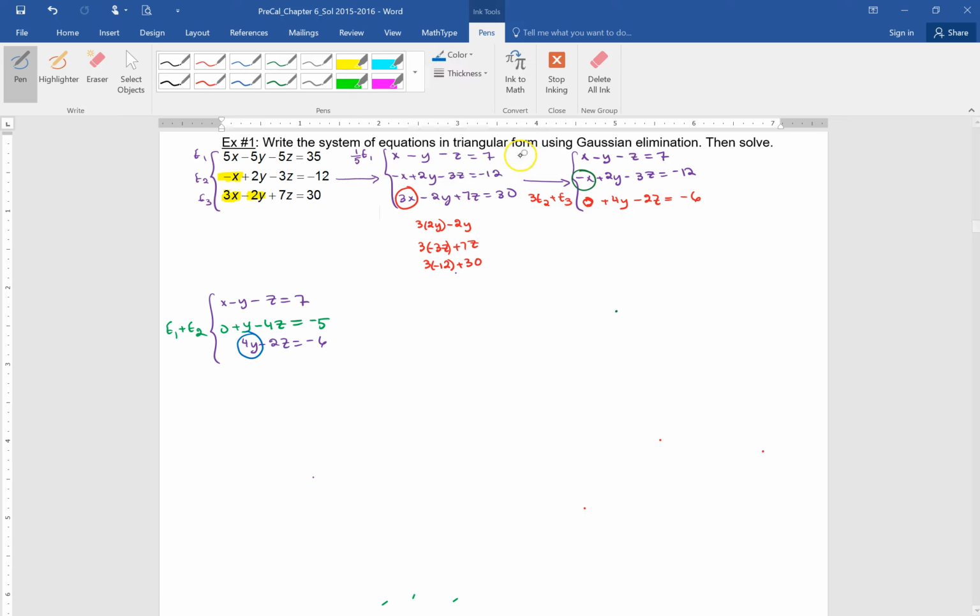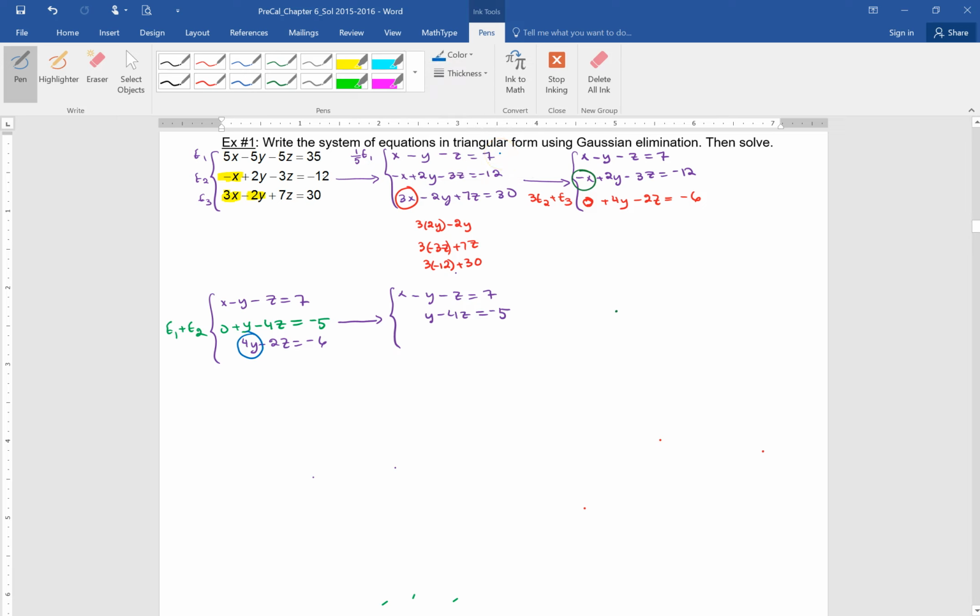All right, let's do this one here. So now I want to get rid of 4y. Which equation is that in? 3. That means equation 3 is the only one that's going to change. 1 and 2 stay the same. So here I have x minus y minus z equals 7. Y minus 4z equals negative 5. Now, equation 3. I want to get rid of the 4y.